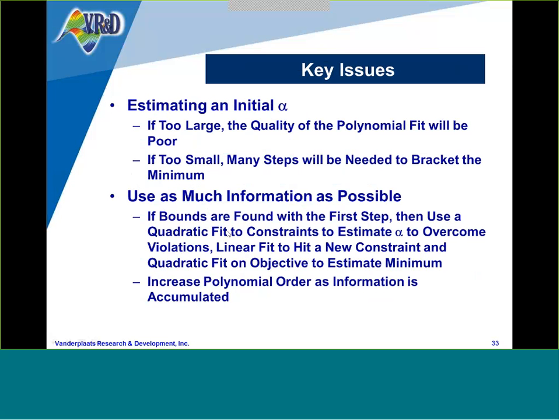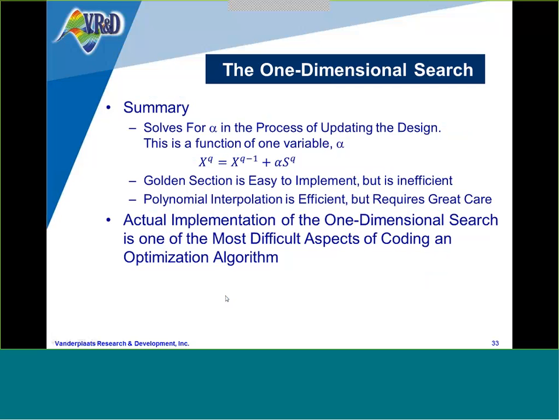Well, how do we get that initial step size? If you take too big a step, the polynomial fit will be poor. If it's too small, it'll take a lot of steps to bracket the minimum. So we have a lot of internal decisions to make in the optimizer to try to pick a good step size. We always use as much information as possible, and as we get more information, we increase the polynomial order up to a cubic.